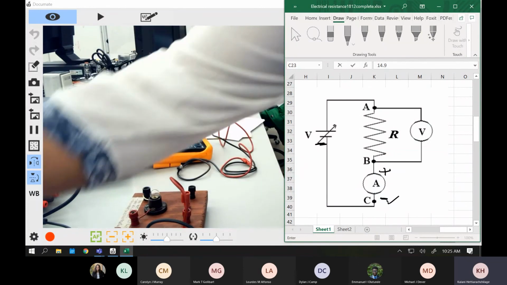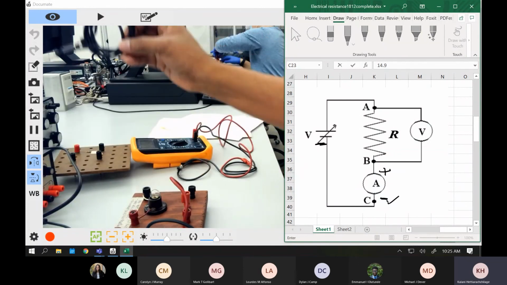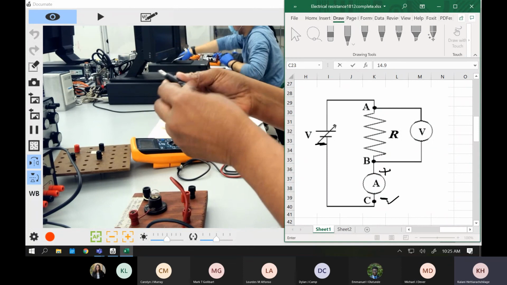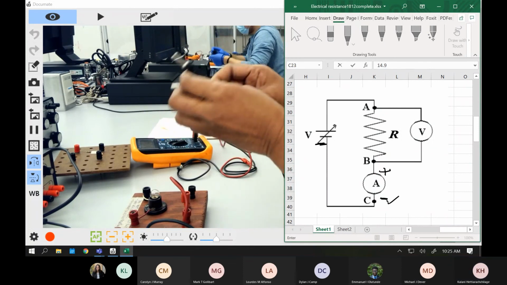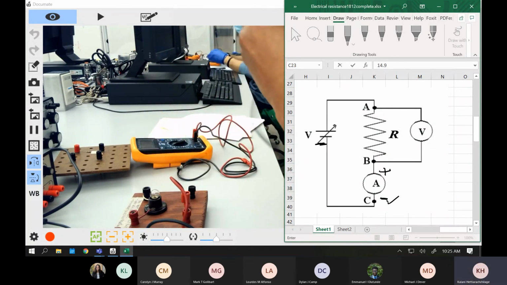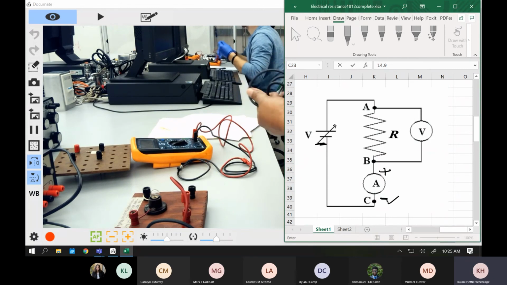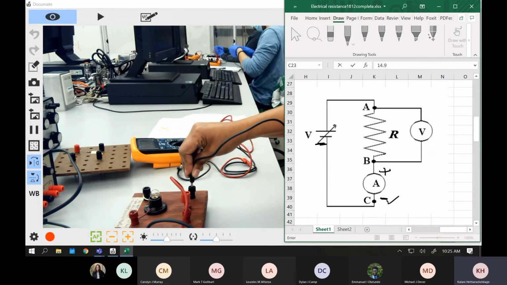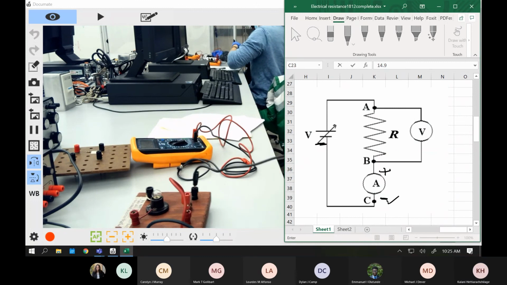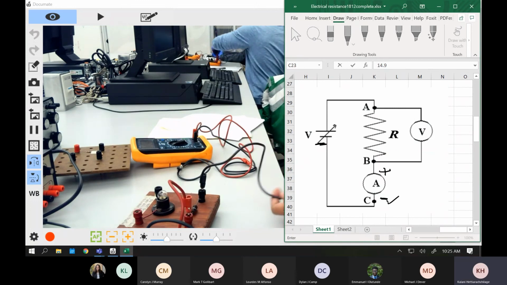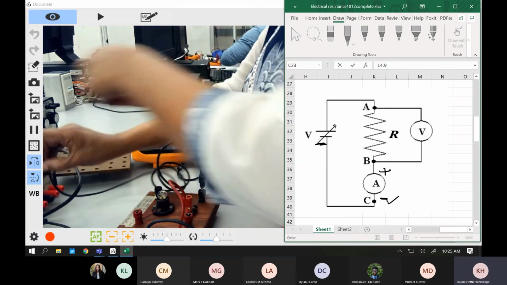Okay. So now you should have extra black left, right? So take that black and connect it to the other end of the resistor, that is the black side of the resistor, and then connect the other end into the red side of your power supply.